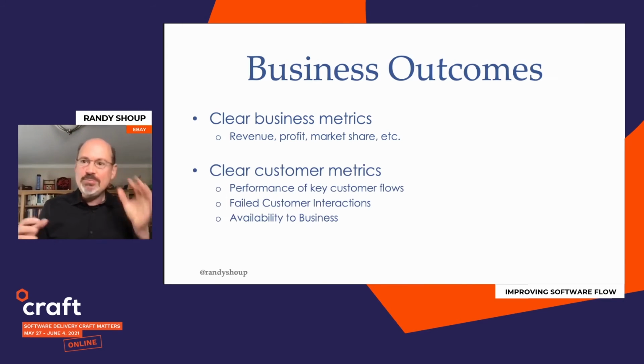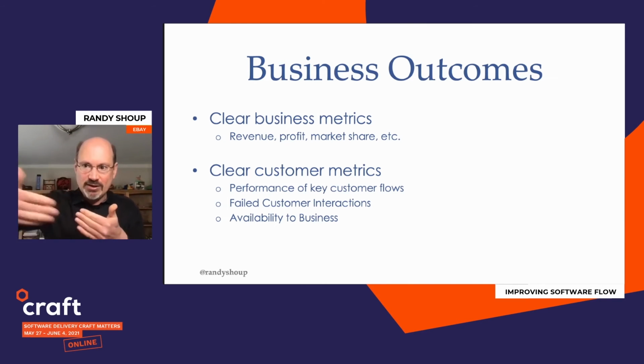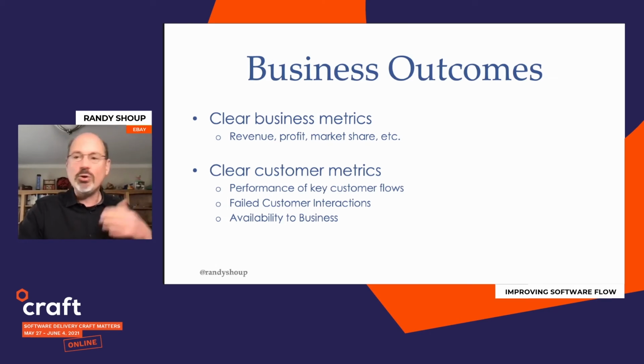And then at a slightly lower level than that, we need to have a deep understanding of how customers are actually using our software. So what is the performance of the key customer flows? In eBay, there's a funnel of people searching for things and bidding on them and buying them and getting them. And there's a funnel around trying to sell an item and going through the listing process. All these things are things that we should be tracking.